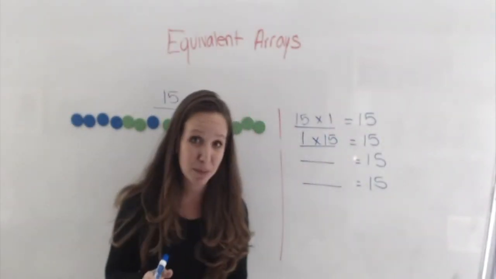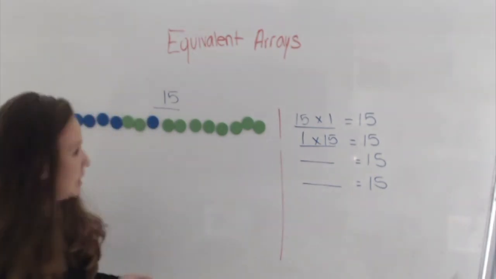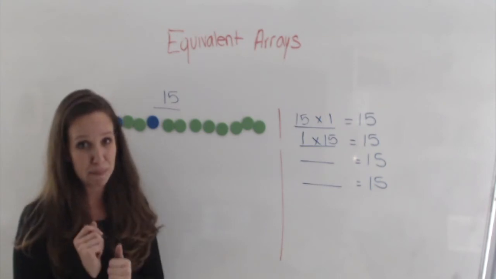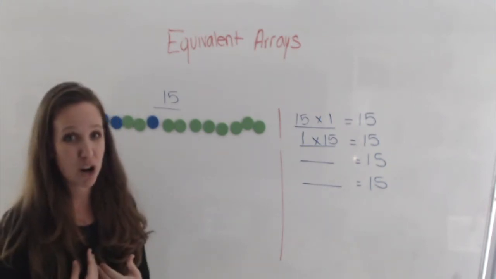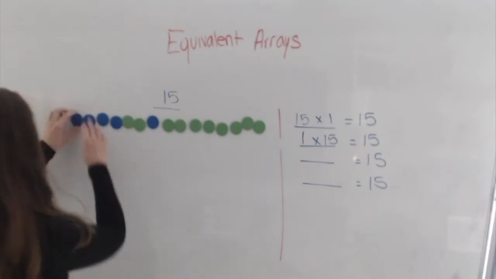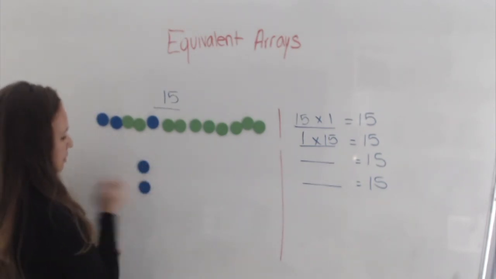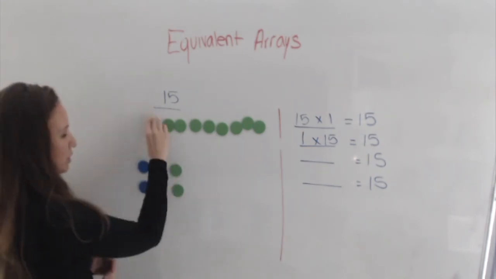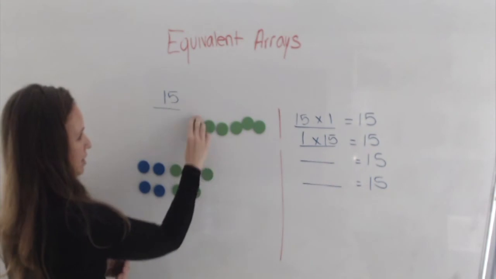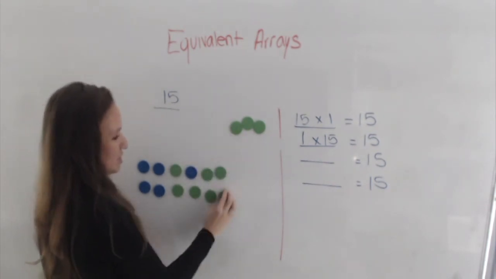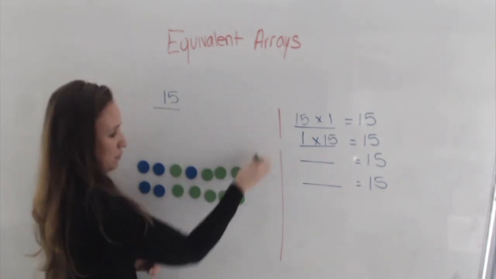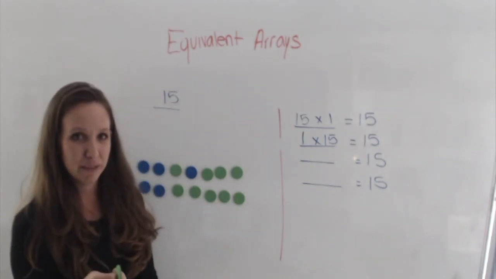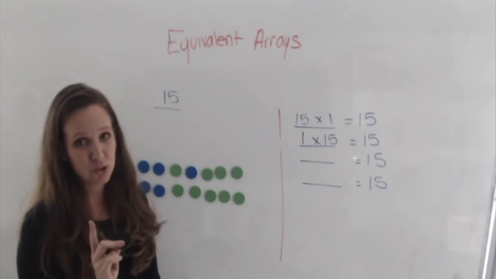You don't have to keep moving them around once you figure it out. But now I need to come up with at least one more problem and then do the opposite of it. So I always like to start with 2. Let's see if 2 works. If I put 2, I'm going to go 1, 2, 1, 2, 1, 2, and so on. Uh-oh. I have 1 left over. Was I able to make an equal array? No. So I can't use 2.